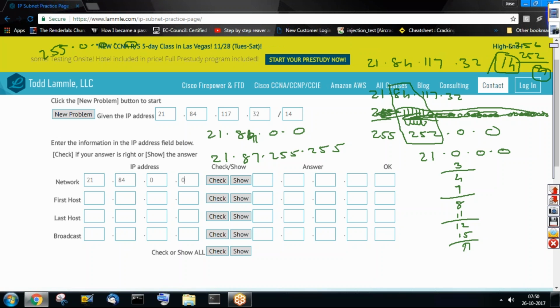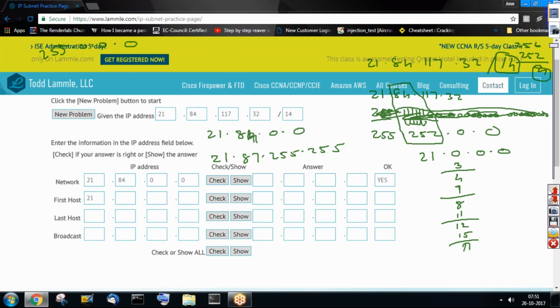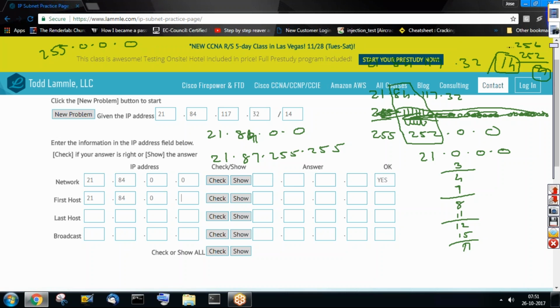First host, according to... let's check this to see if that is the correct answer. See what it says here? Yes. All right. So obviously the first IP is going to be 21.84.0.1.